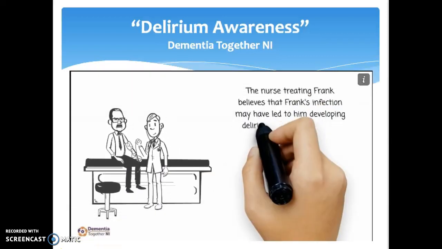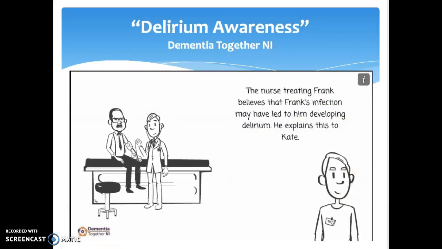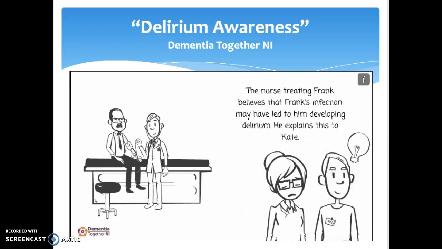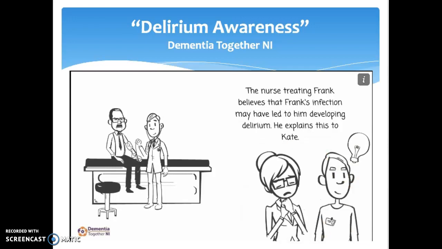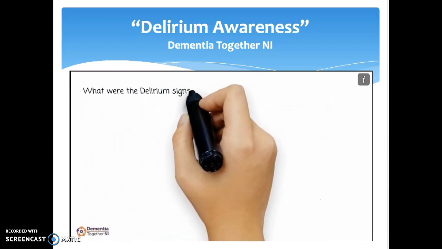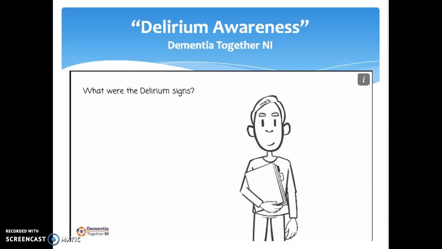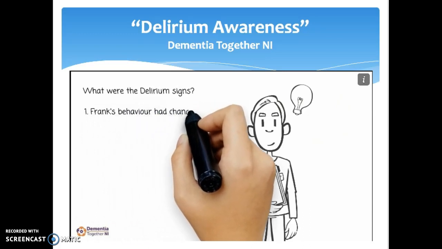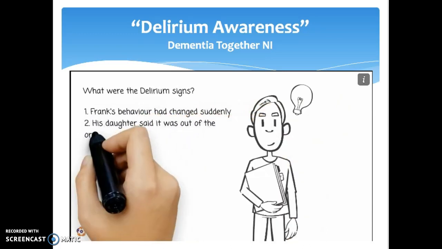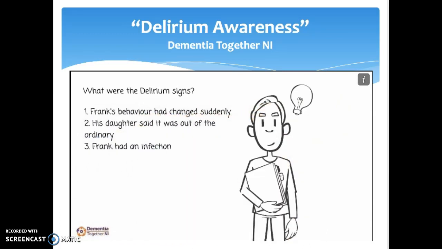Frank believes that Frank's infection may have led to him developing delirium. He explains this to Kate. What were the delirium signs? 1. Frank's behavior had changed suddenly. 2. His daughter said it was out of the ordinary. 3. Frank had an infection.